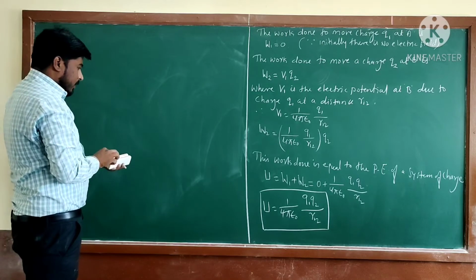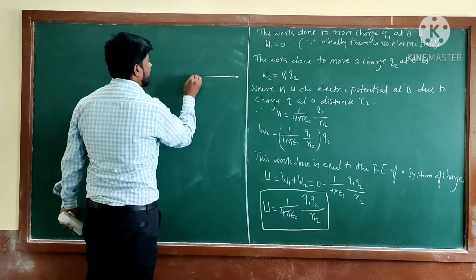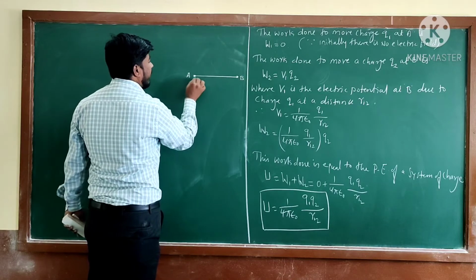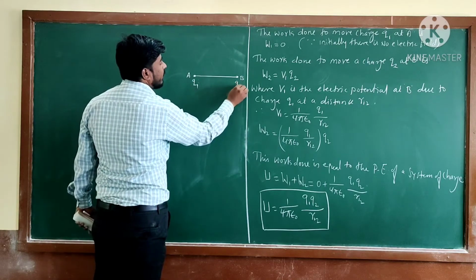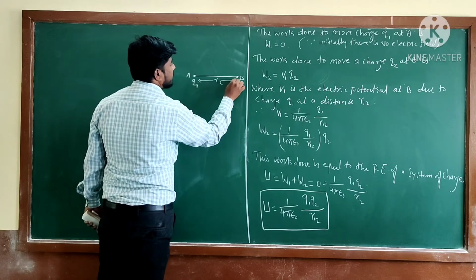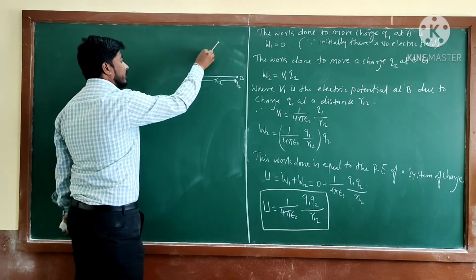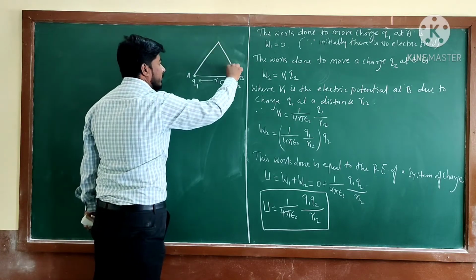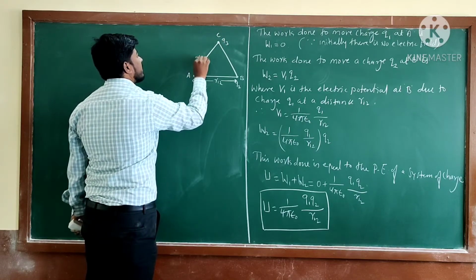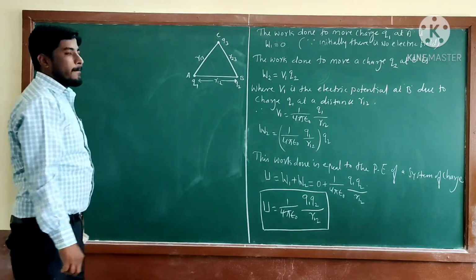For the third charge, I will draw a small diagram here. Say this is point A and this is point B. At point A we have Q1, at point B we have Q2. The separation between these two is R12. Now the third charge is present at C. This is point C. We call it Q3. So the distances are R13 and R23.